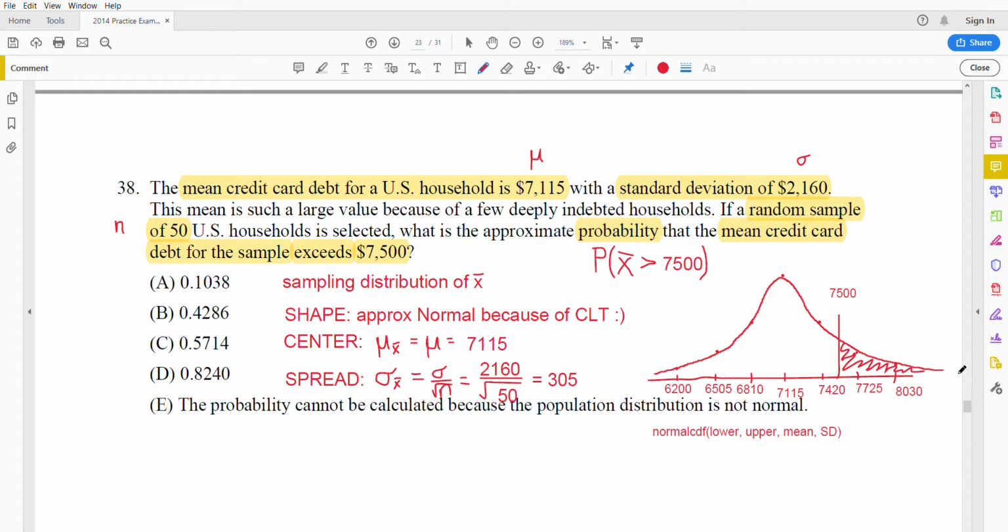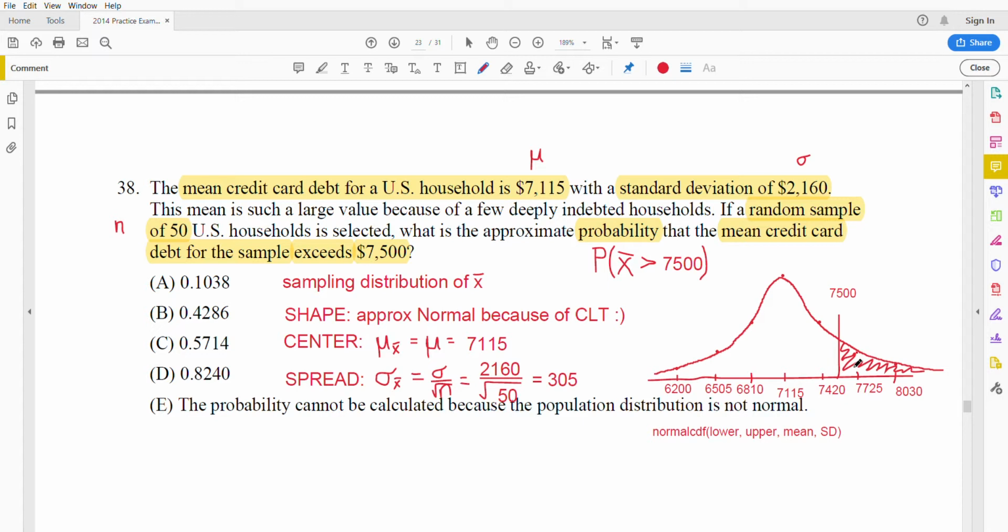Okay. Now, there's no button on the calculator for infinity, so just choose a really, really big number. I'll just type a bunch of 9s. Okay. And then the next input is the mean. So we can see from our drawing, the mean is 7,115. And then the standard deviation, which remember I'm covering it up, but it was 305, right? That's the increment we used to create this sketch. Okay, close the parentheses. I think I did that right.